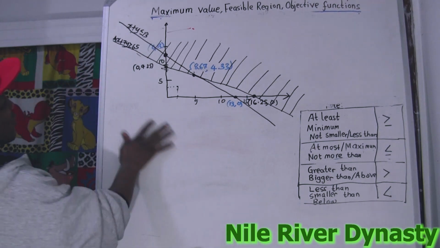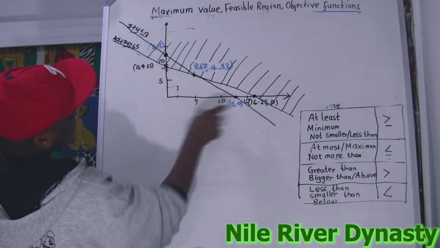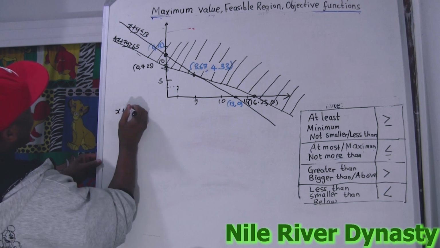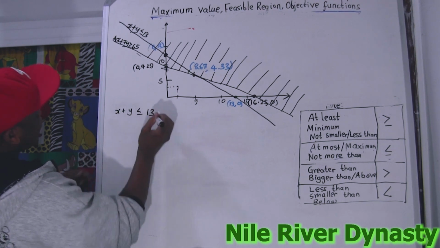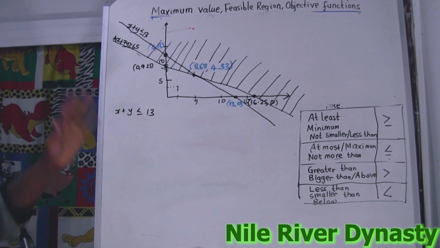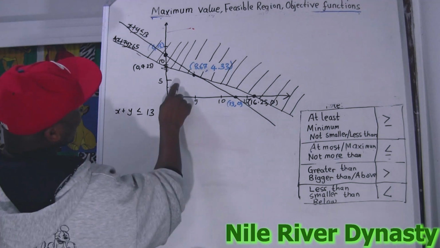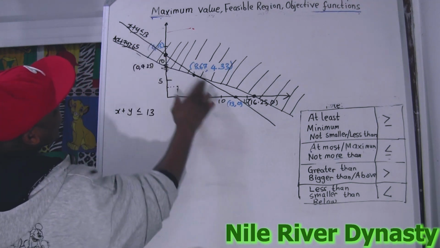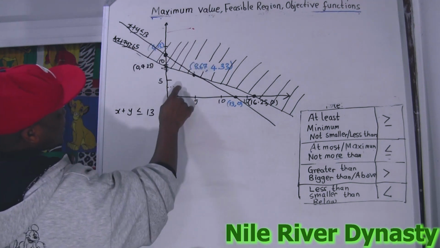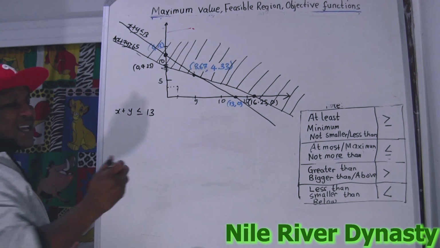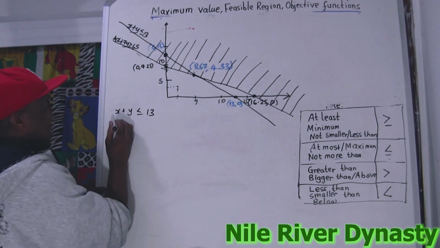Okay, now let's go for the other line. What is the other line? It is x plus y less than or equal to 13. For that case, we take a coordinate below, under, or even above, it doesn't matter. Let me take 1 and 1 here. I don't like to take a bigger number because it wastes your time in the exam. So let me take 1.